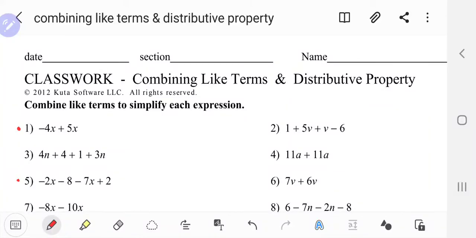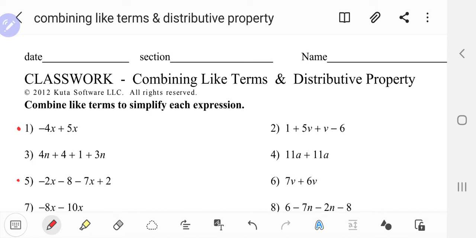We start lesson 5 of chapter 2. You need a refresher course on combining like terms and distributive property. Hopefully this jogs your memory and you are feeling good about these two items by the end of this lesson. All right, let's get after it.